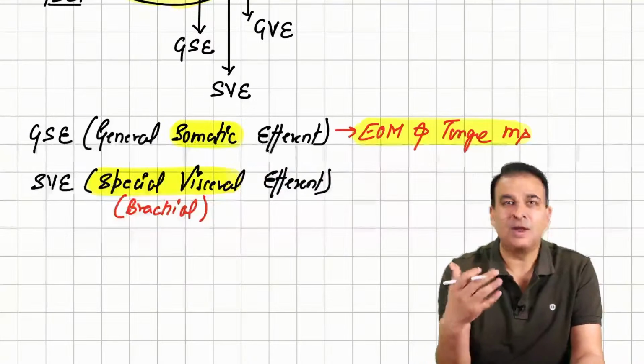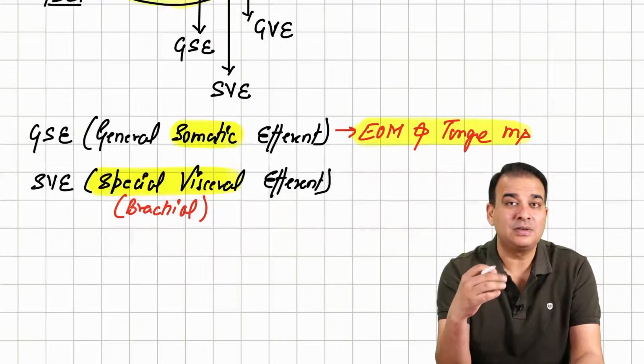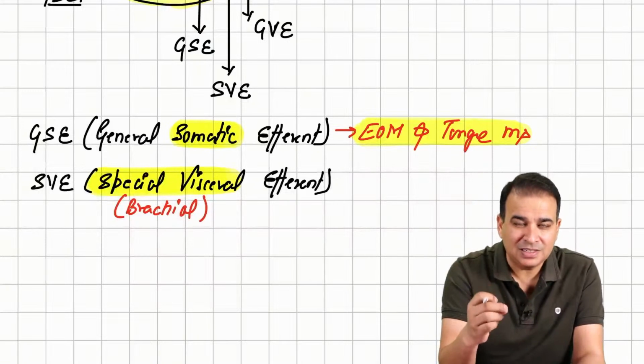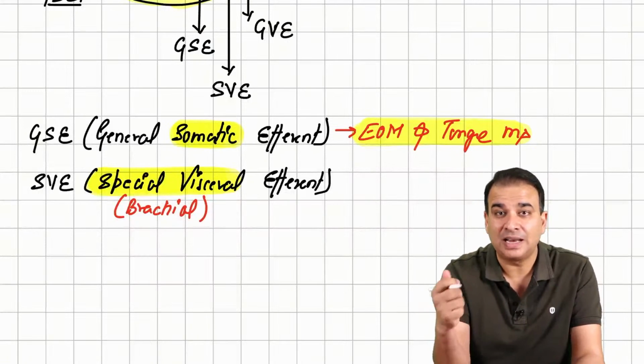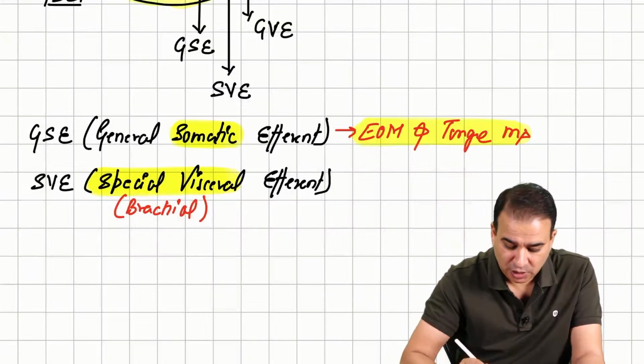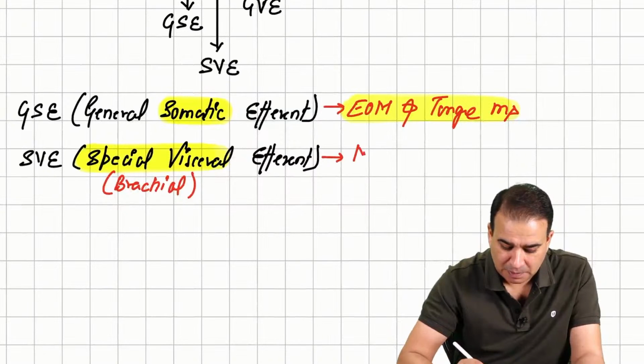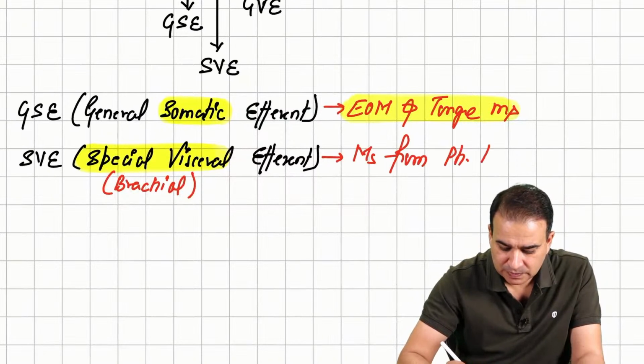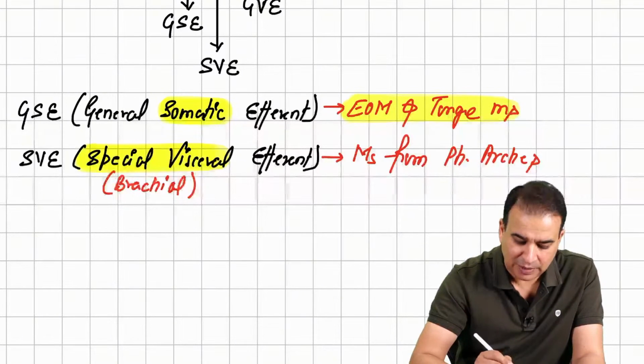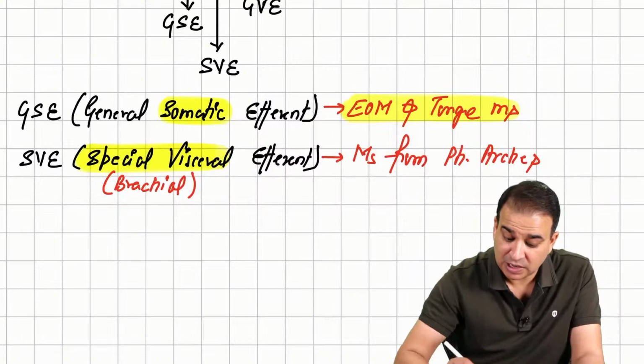Branchial came from where? Branchial arches. That means this column is a pharyngeal arch efferent. That means it is going to supply those muscles which are derived from pharyngeal arches. So the function of this column, guys, the branchial efferent column, is to supply the muscles derived from pharyngeal arches, and I'm pretty sure that you remember which muscles are derived from pharyngeal arches.